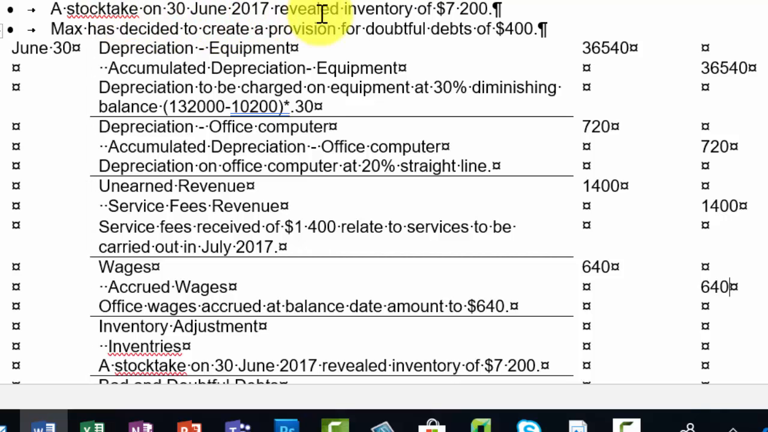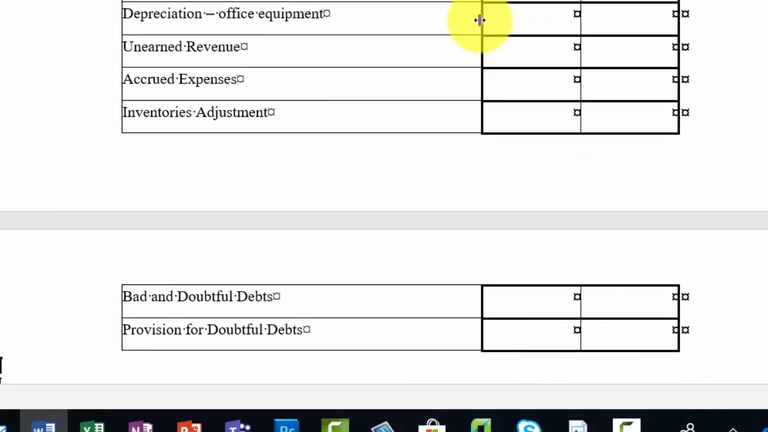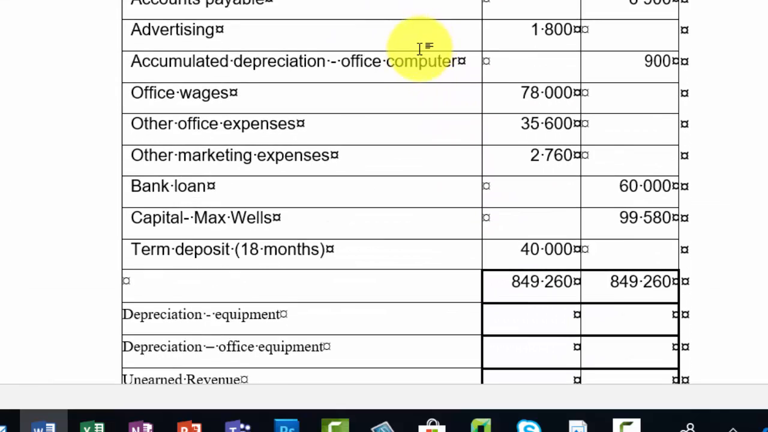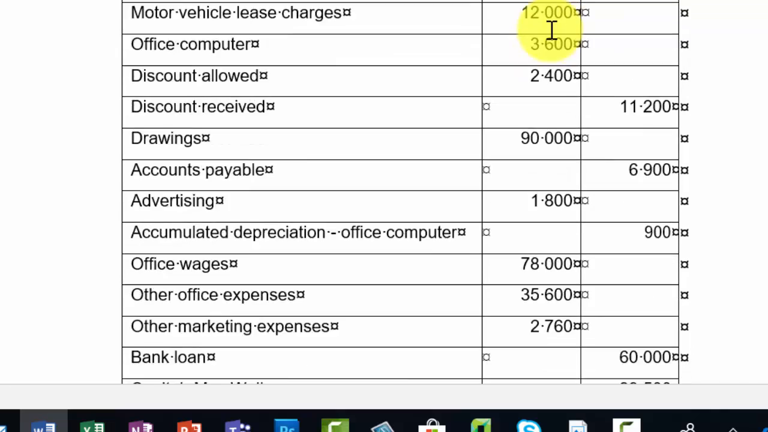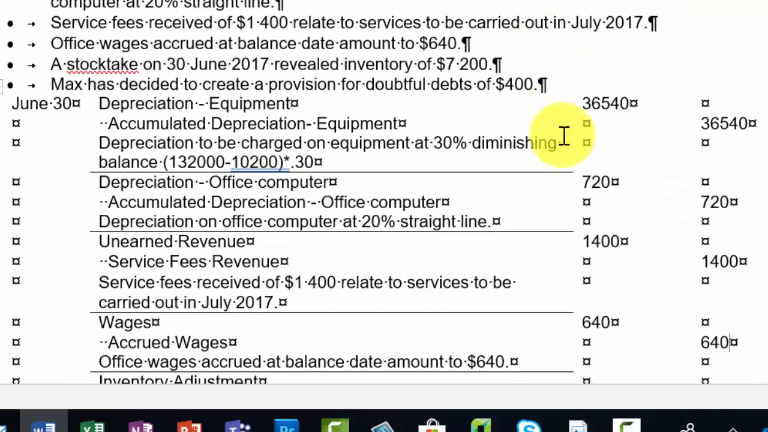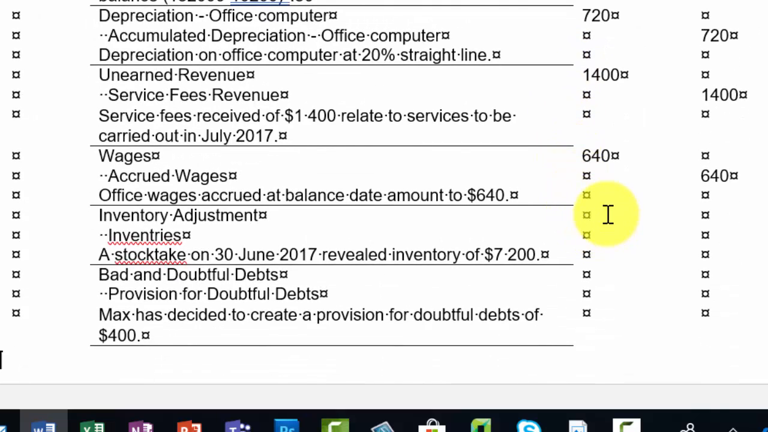Stock take here, the next dot point, reveals inventory of 7,200. I must check to see what our records say. It says 7,300, so therefore I have to make a $100 difference because we've lost $100 somehow, or they're not there, or they've been stolen. So I would debit my adjustment and credit inventories to reflect the lower level that is in our records.